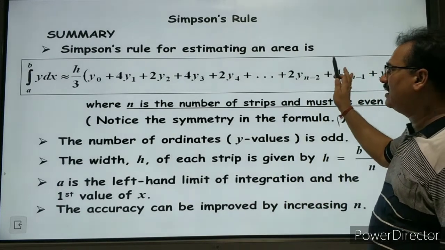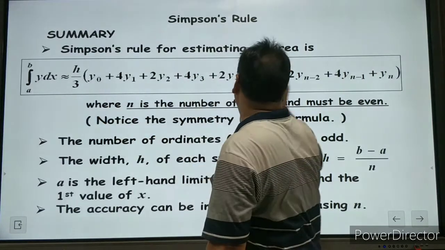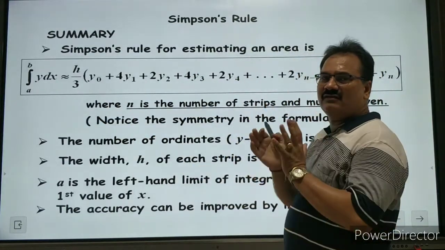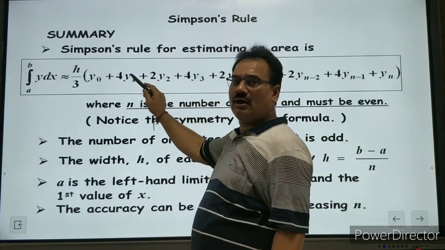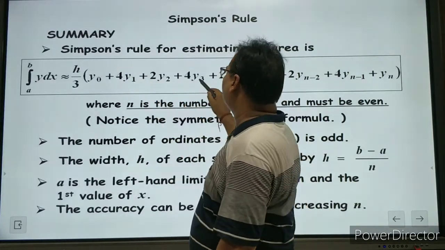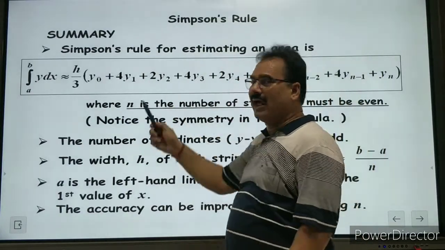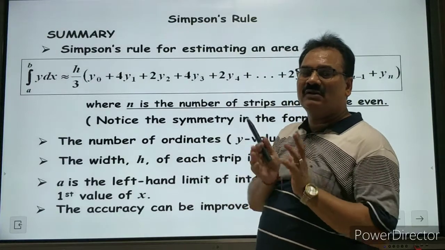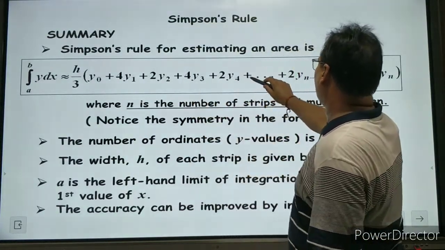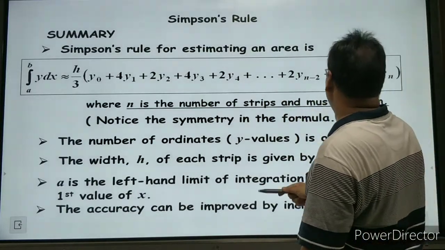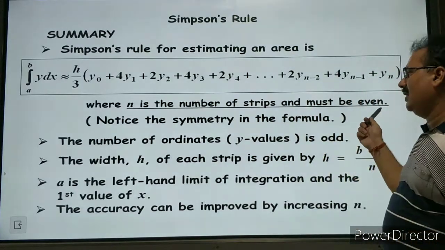It means you can remember it like this: h by 3 times (y0 plus yn), the first and last terms have no coefficient, then 4 times always the odd ordinates. Odd ordinates means y1 plus y3 plus y5 and so on, and then 2 times the even ordinates. So this is the way to remember the formula. Means 2 times y2 plus 2 times y4 up to 2 times y(n-2). Here n is the number of strips and must be even.